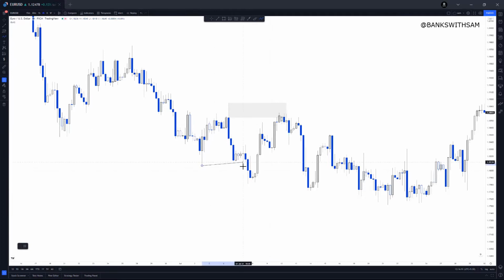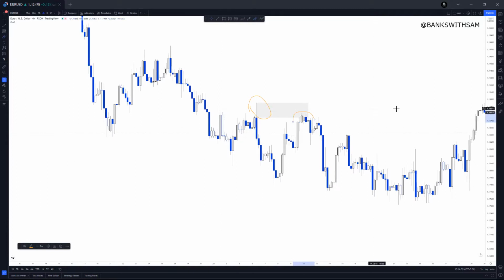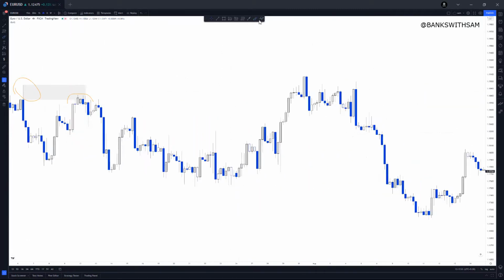So in this case, price broke this, and this was a wick which sponsored the move, so price came to the wick and boom, rejected. This was equal lows, price took out the liquidity.